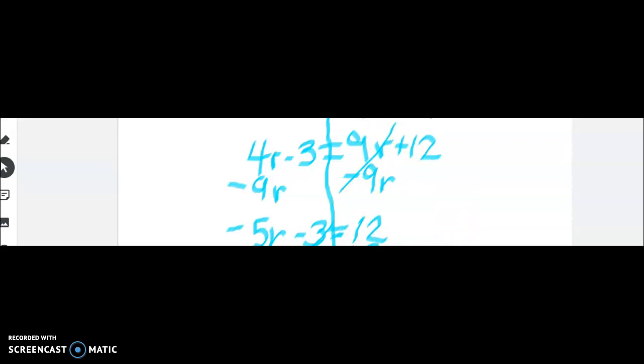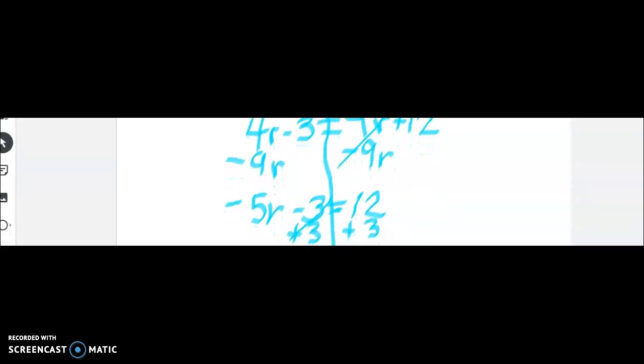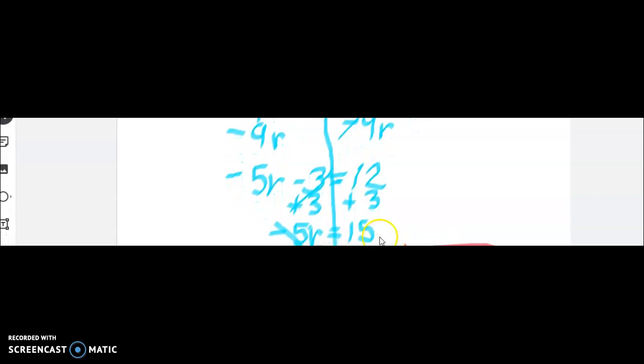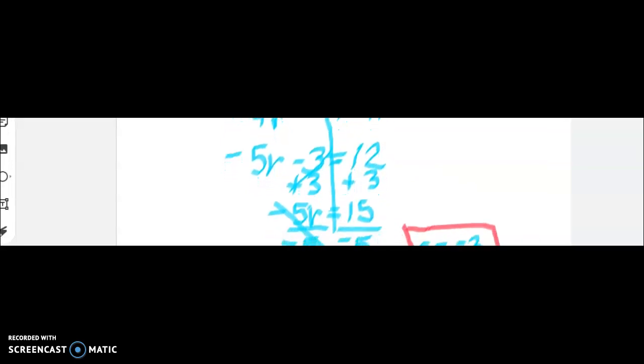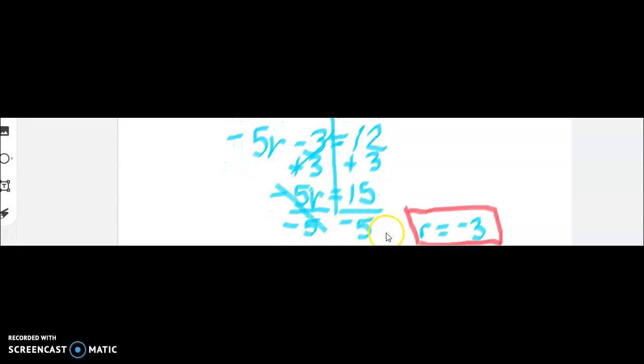Now I've got to move that -3. Opposite would be a +3 on both sides, right? So my left-hand side, those 3's simplify. So I'm getting -5r is equal to 15 because I added that 12 and that 3. My last step would be to divide by -5 on both sides. Simplify the left-hand side. I get r is equal to -3.